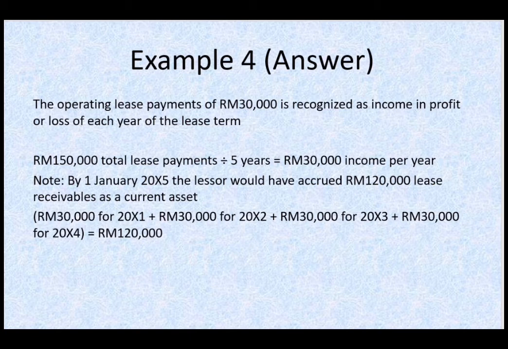So by 1 January 20X5, the lessor would have accrued RM 120,000 lease receivable as a current asset. So how do I get 120,000? It is from the accrued lease payments from the previous years, which is 30,000 from 20X1, 30,000 from 20X2, 30,000 from 20X3, and 30,000 from 20X4.